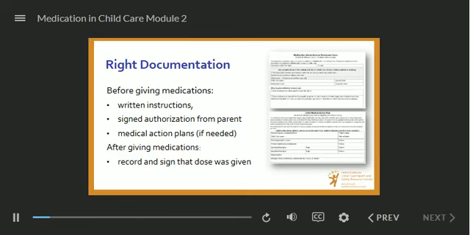The sixth right is documentation. Certain documentation, such as written parental authorization, written instructions from the parent or healthcare professional, and medical action plans for emergencies must be in place before medications are administered. These are all examples of right documentation. After giving medication, the dose must be recorded on a medication administration record.